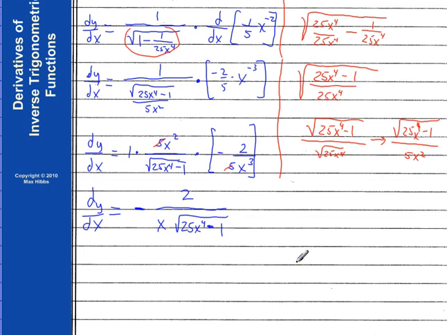Okay, so the final answer is the negative of the fraction, 2 over x times the square root of 25x to the fourth minus 1. And as I think I mentioned earlier, the real challenge to this problem was just the fact that we had a lot of algebra involved to be able to apply the rule for taking the derivative of the inverse sine function.